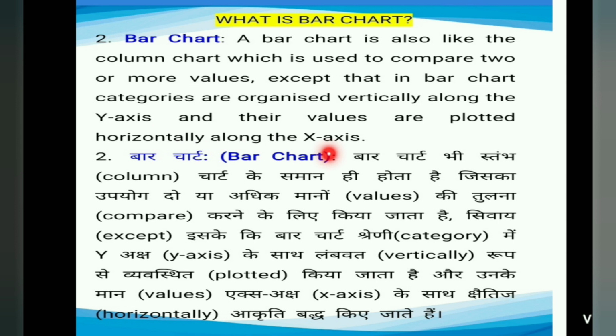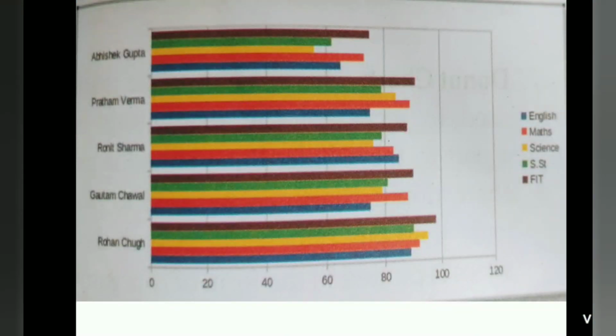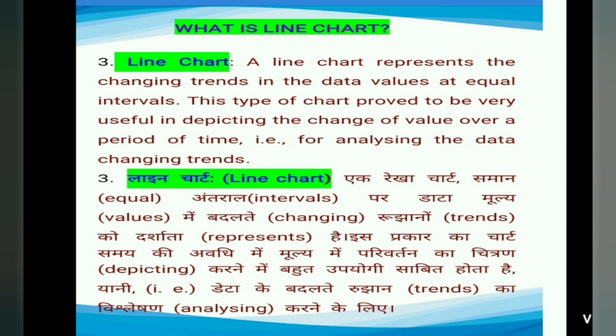Line chart. A line chart represents the changing trend in data values at equal intervals. The interval of values is equal, but the trend is changing. This type of chart proves useful in depicting the change of values over a period of time, for analyzing the data's changing trend. It is very useful for data which spans a long time period.